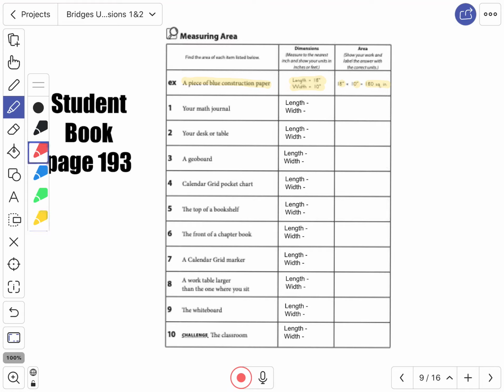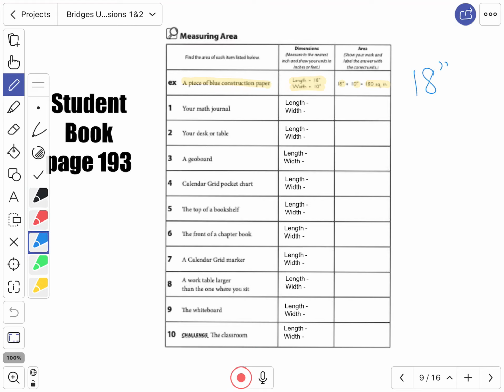I want you to notice something, that when it says, let me erase that real quick, that's going to get in our way. When it says 18 inches, you see the quotation mark? So quotation marks are inches. But when you see something that looks like this, an apostrophe, that stands for feet, okay? So don't let that confuse you. All right. However, this piece of construction paper would be 18 inches by 10 inches, okay?